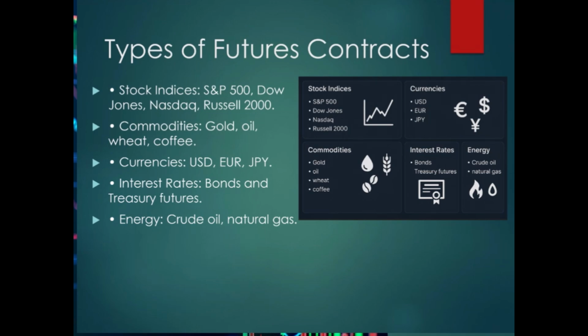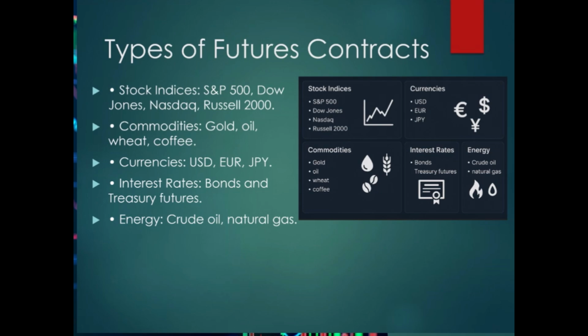Let's say tensions rise in the Middle East, right? And there's a threat to the oil supplies, right? So traders might jump into crude oil futures expecting prices to spike. But at the same time, an airline might use oil futures to hedge fuel costs, so they're not caught off guard by price jumps, right? Energy futures are incredibly liquid and often very volatile, making them popular among short-term traders.